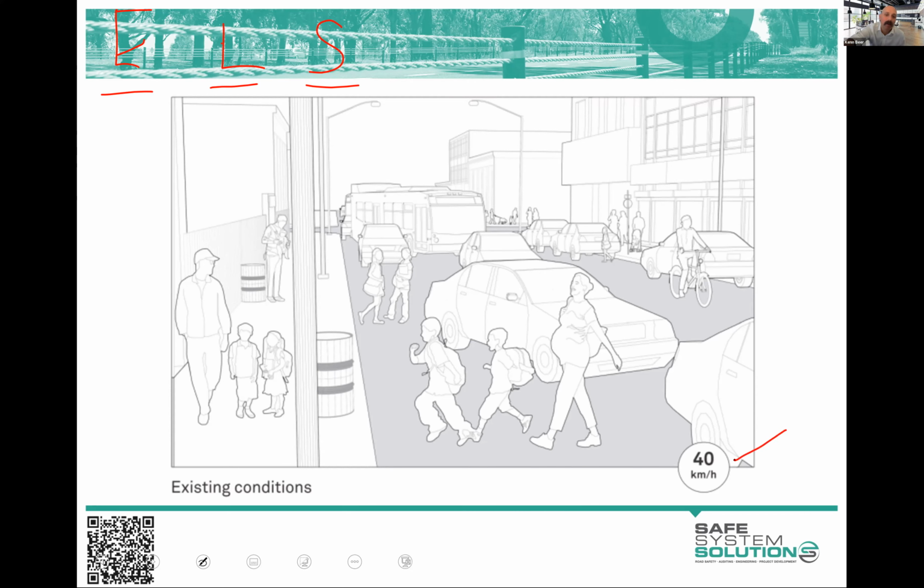So currently a 40 km/h speed limit environment. You can see there pedestrians, cars, buses, people riding through there. What can we do to alter it to be more of a place for people and better aligned with safe system principles? So I'll give you a couple of minutes to do that.